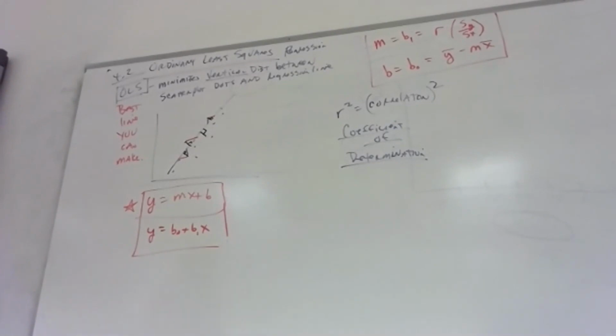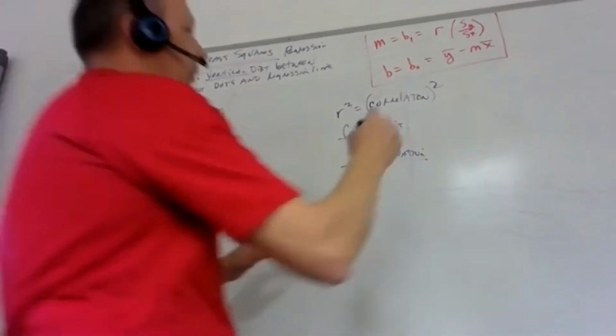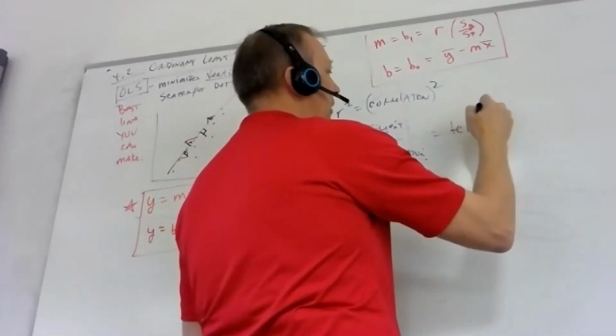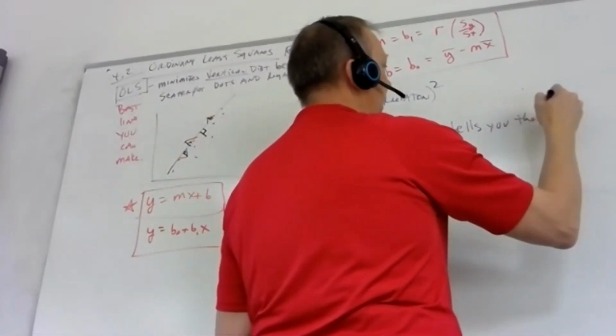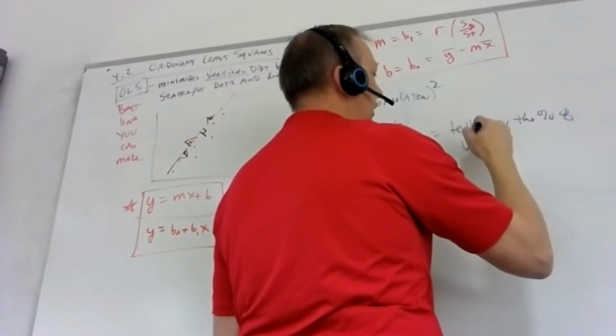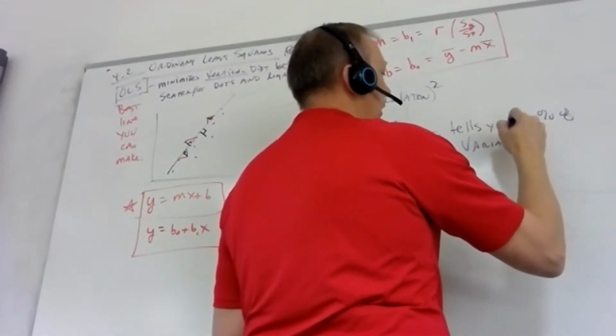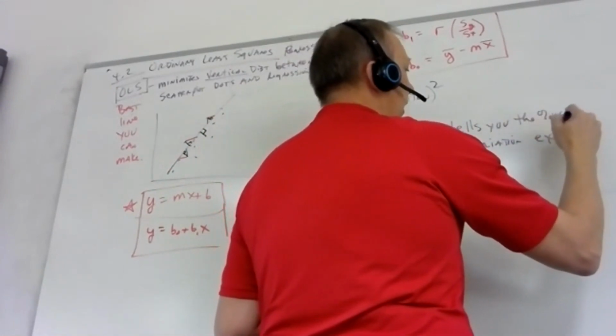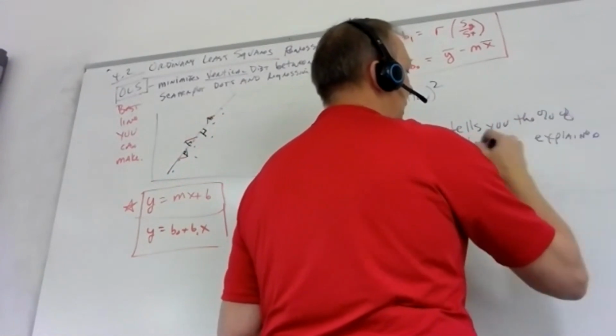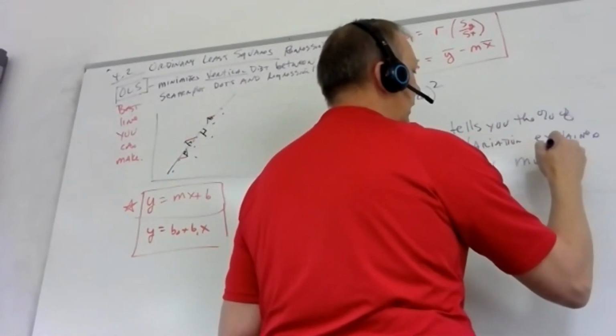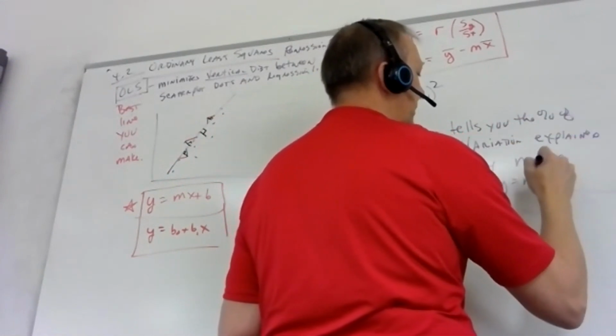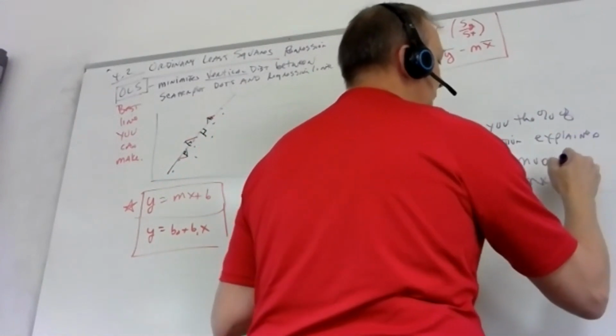Okay? So your R-squared value tells you the percent of variation explained by the model. In our case, y equals mx plus b is our model.